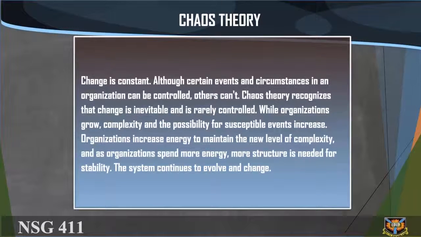Chaos theory. Change is constant. Although certain events and circumstances in an organization can be controlled, others can't. Chaos theory recognizes that change is inevitable and is rarely controlled. While organizations grow, complexity and the possibility for susceptible events increase. Organizations increase energy to maintain the new level of complexity, and as organizations spend more energy, more structure is needed for stability. The system continues to evolve and change.